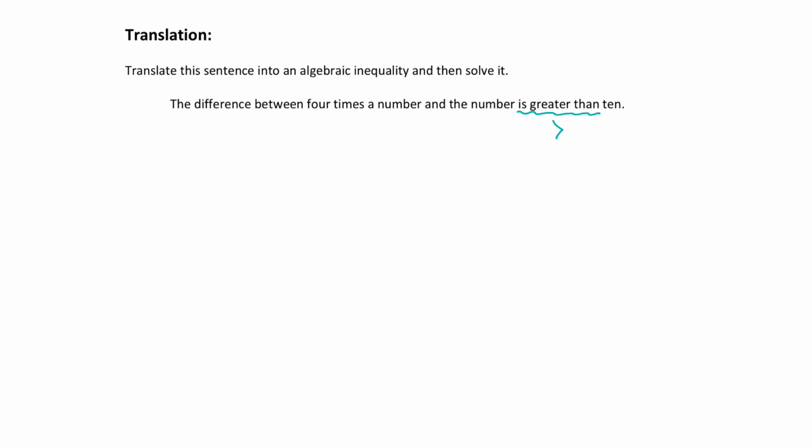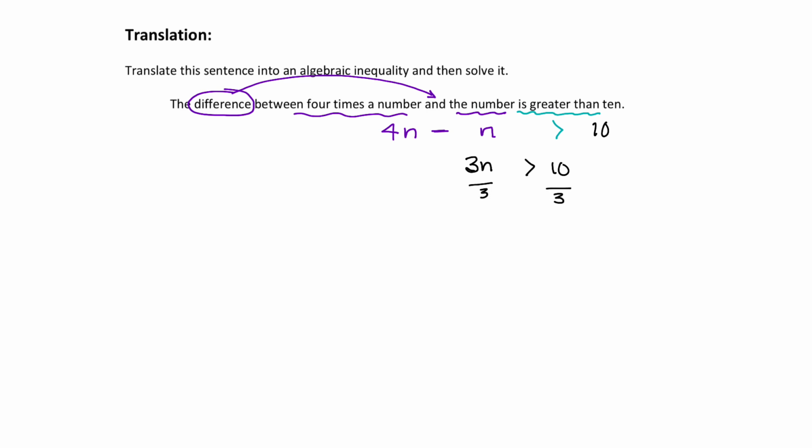So we do exactly the same thing that we did before. Difference is the special name for subtract, and we're looking for the "and," which is right there. So that's where the subtract is going to go. We're going to subtract 4 times a number and the number, and it's greater than 10. Okay, like terms. 4n minus n is 3n is greater than 10. Divide both sides by 3, and we get, whoops, not equal anymore.